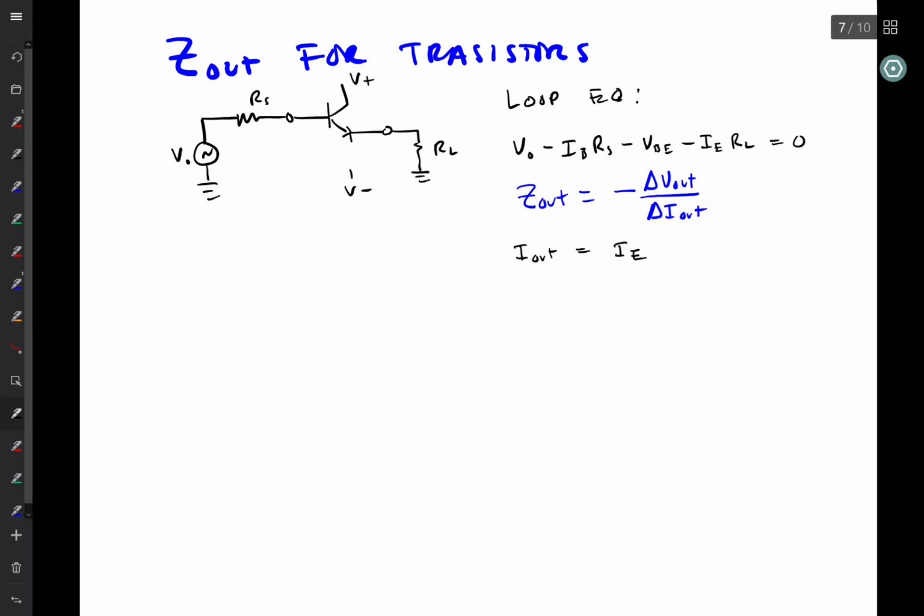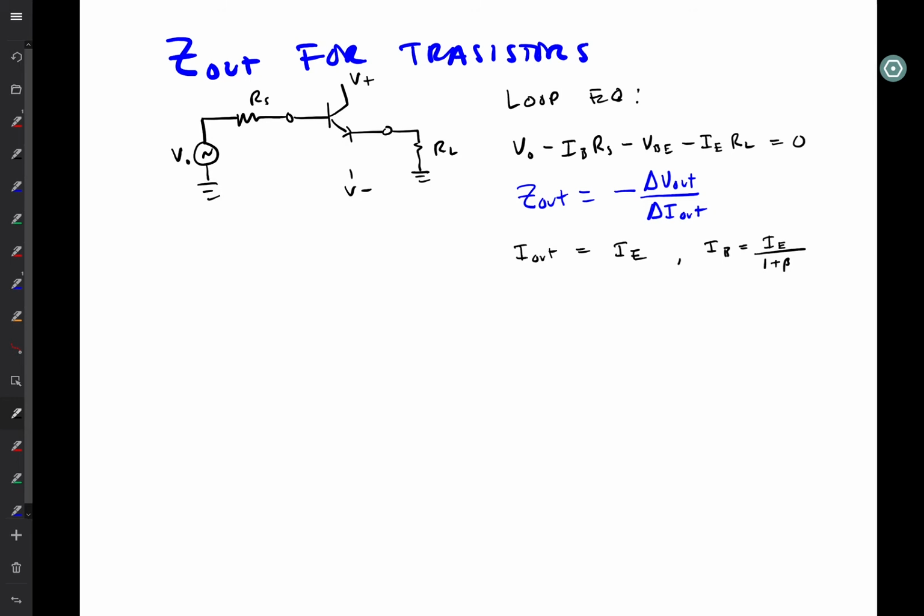And I also know that the base current and the emitter current are related to each other by the following relationship. The base current is equal to the emitter current divided by 1 plus beta, where beta is the amplification factor.